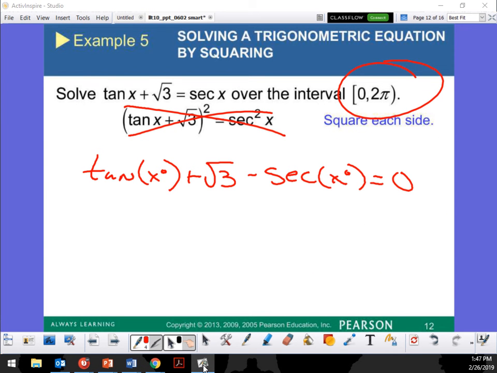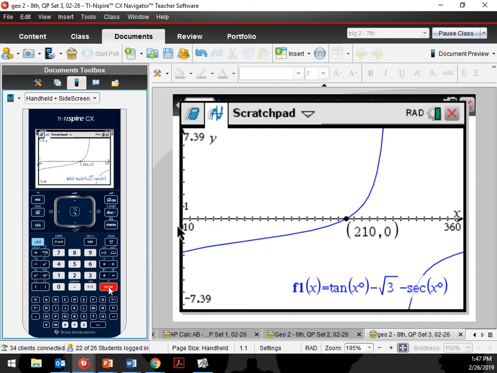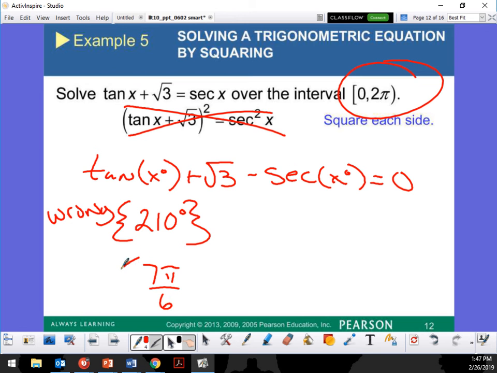Tan plus radical 3 minus secant. I'm not thinking. How many answers do I have here? One. What does my answer got to look like? There's two though. It's 7 pi over 6. Yeah. I don't think mine's correct.